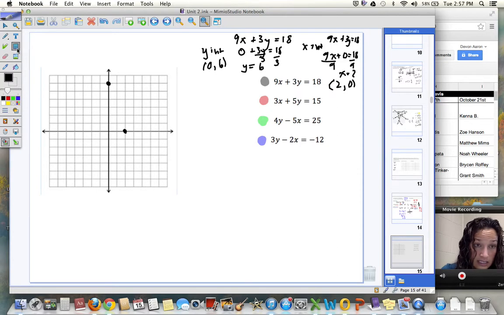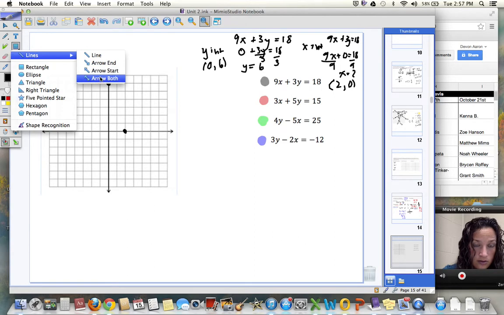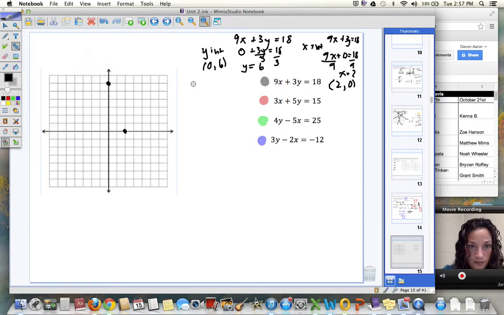Now I'm going to, if I can get this to work, and I want a line, and I want arrows. There we go. So it's going to go here, and I'm going to just put it through there. There's my first one.